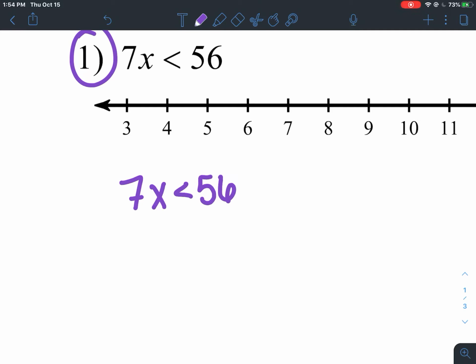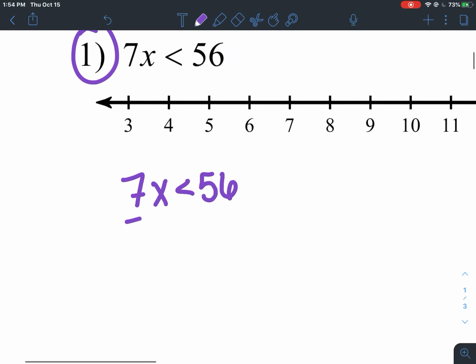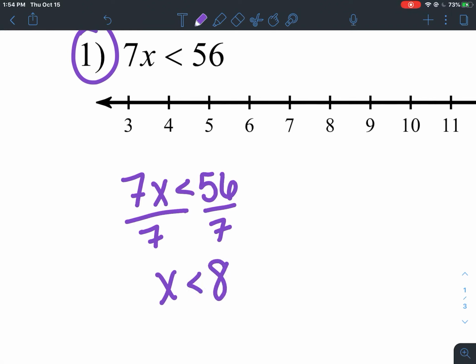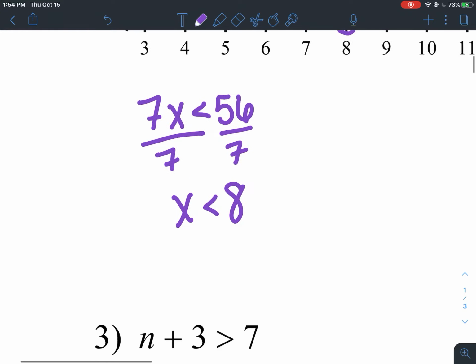Okay, so I have 7x, which is 7 times x, is less than 56. Just like if I was solving an equation, I'm going to get x by itself. So I'm going to divide both sides by 7, and I'll be left with x is less than 8. So I'm going to go to 8. It's strictly less than, not equal to, which means it gets an open circle. It can't be 8, but 8 is our marker, and everything less than that will satisfy it. So x needs to be any number less than 8.